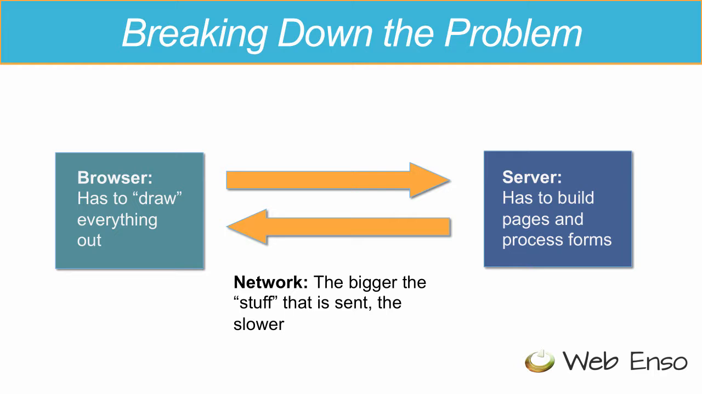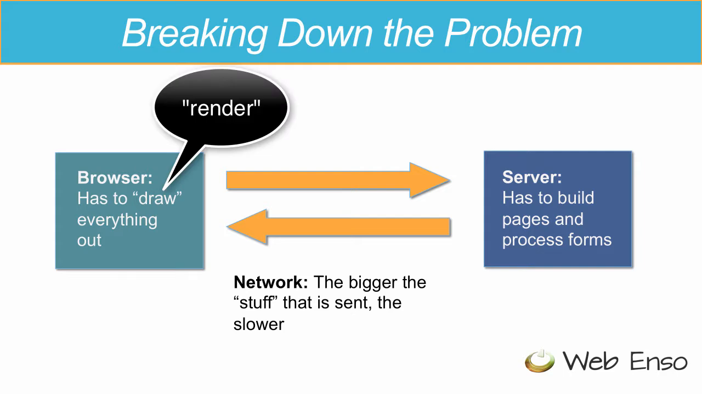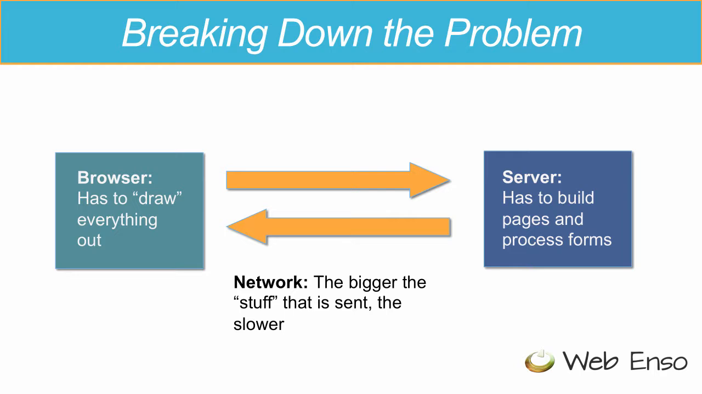And the word we typically use to talk about this, drawing everything out, is render. If things are taking a long time to render, it's usually some problem with how the code is being put together. And then finally, the network: the more that we're sending over, the bigger the files that are coming over, generally the longer it's going to take. As we go through the rest of this lecture, we'll see that most of the low-hanging fruit when it comes to site speed optimization is really about making the files that come over the network smaller.